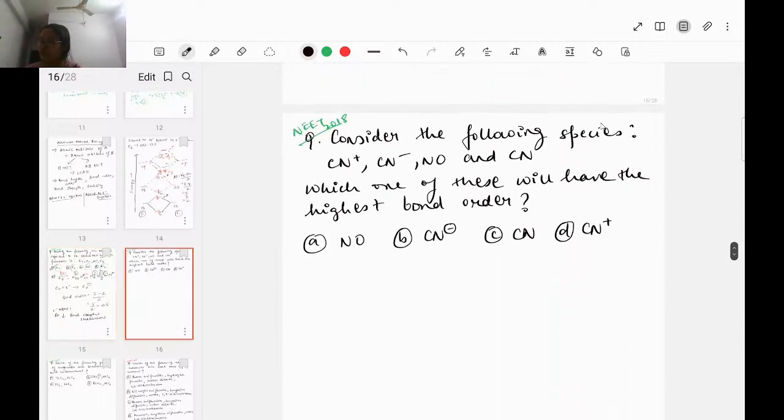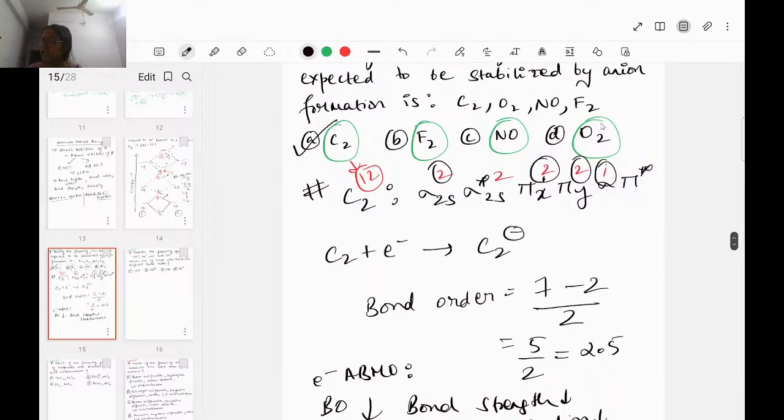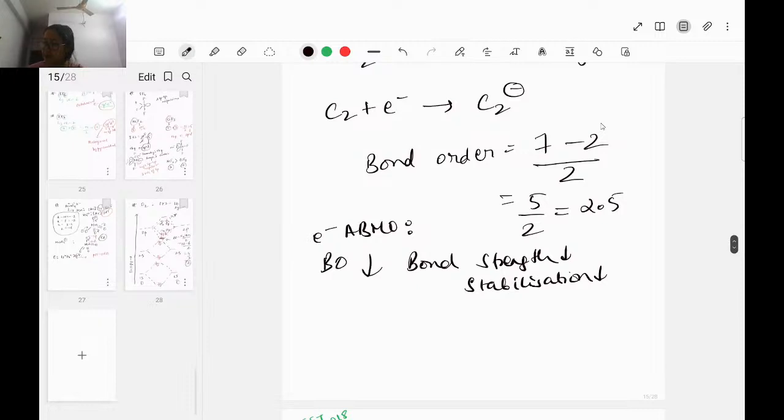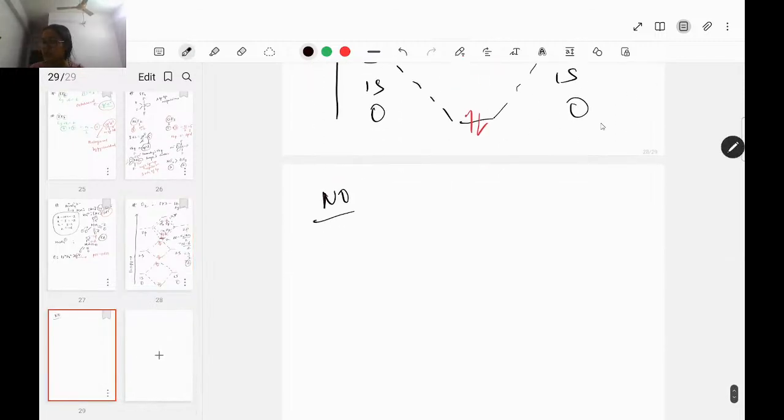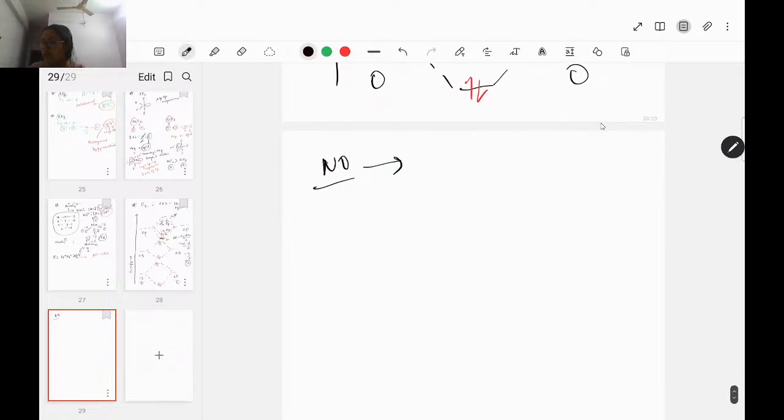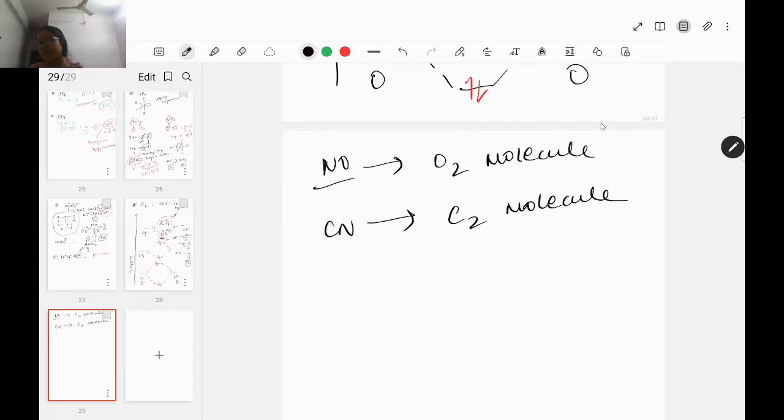Now there was one thing which we did not discuss, which is NO. What is the MOT of NO? This is another thing which you need to remember: the MOT of NO and the MOT of CN minus. NO resembles the O2 molecule, so whatever was the O2 MOT, that is the MOT of NO. And CN minus, or CN in general, resembles the C2 molecule MOT. So you don't need to worry.